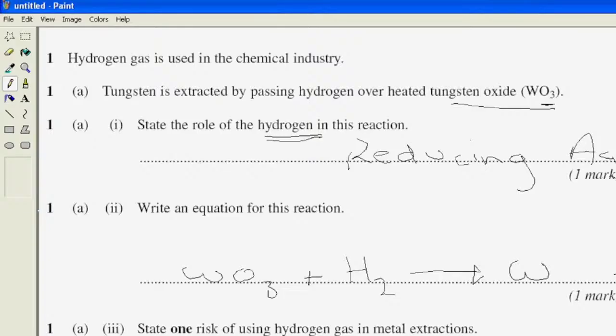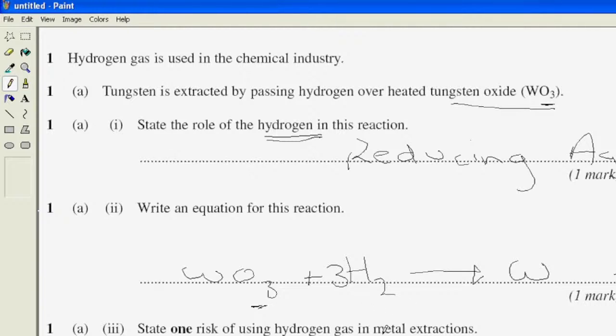So now, after looking at that, we have to balance it. Well, me being me, I'll look straight at the oxygen atoms. I've got 3 here, and if I've got 3 oxygen atoms here, I'm going to need 3 water molecules, because that'll give me a total of 3 oxygen atoms, the same here as here. If I've got 3 water molecules, I'm going to need 6 hydrogen atoms, which means 3 hydrogen molecules on this side. Okay.